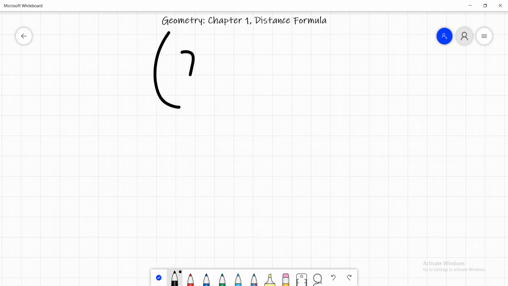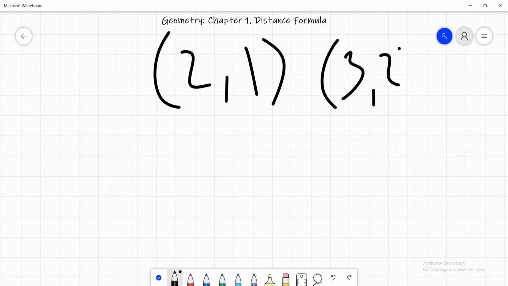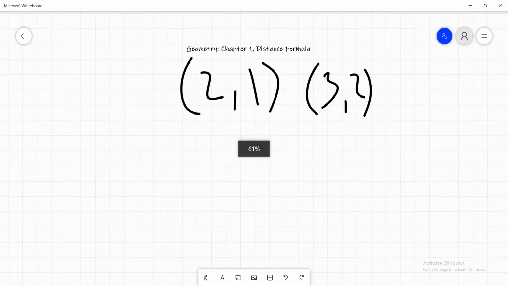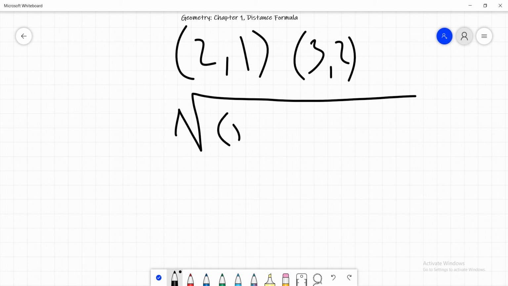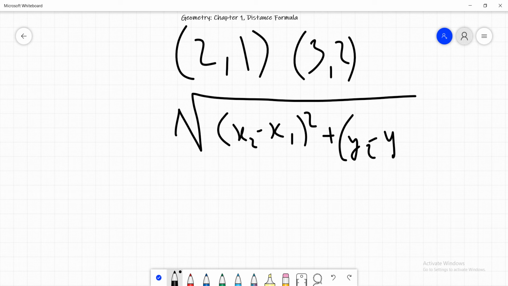You're given 2 points. Let's take (2, 1) and (3, 2). And then you have your formula, which involves x and y coordinates. So I'll write out the formula here. It's the square root of everything: the square root of (x2 minus x1) whole squared plus (y2 minus y1) whole squared. And it's the root of the whole thing.